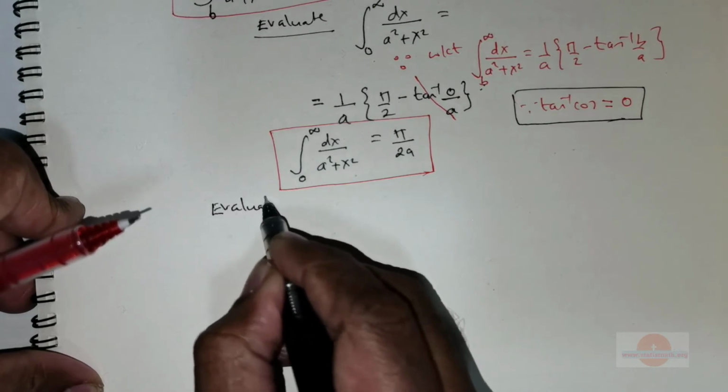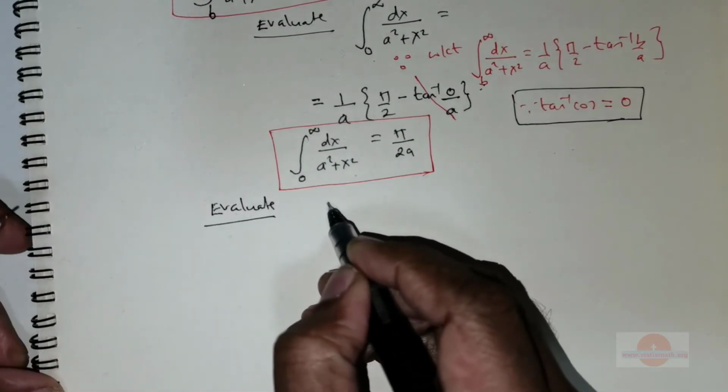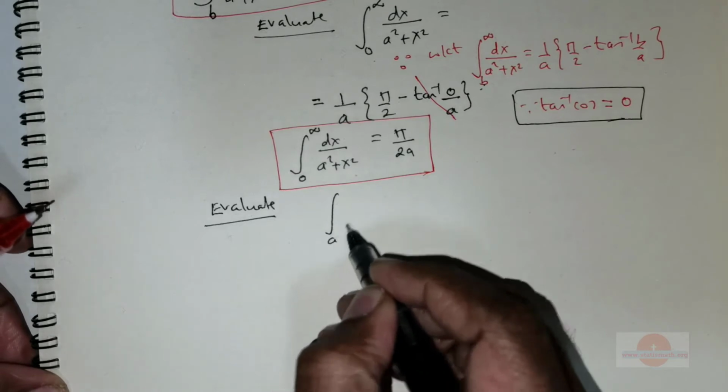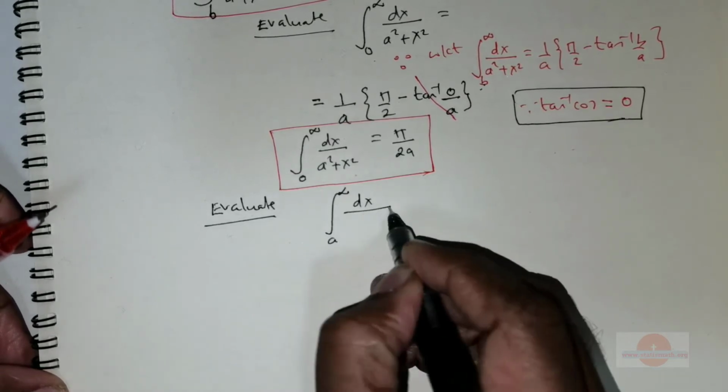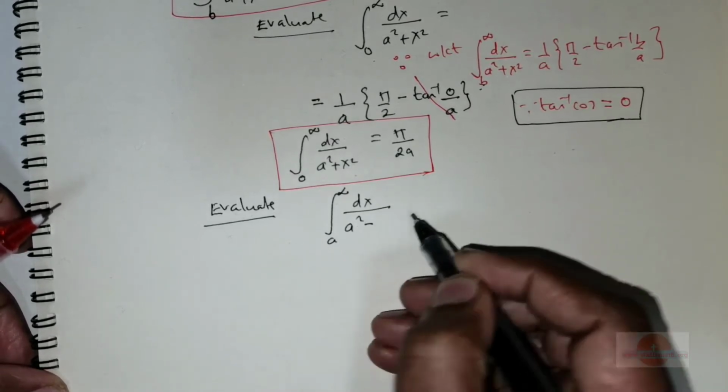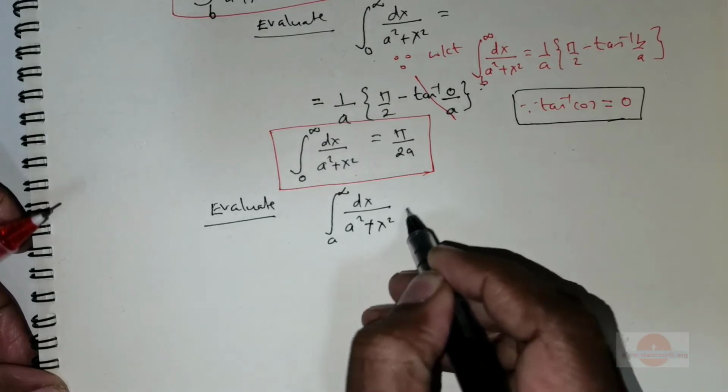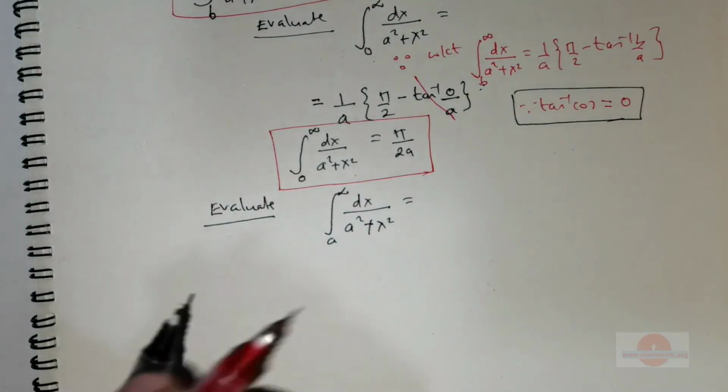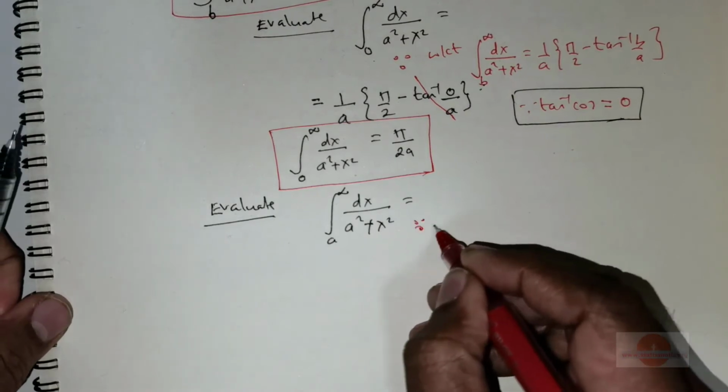Suppose you are asked to evaluate the integral from a to infinity of dx divided by a squared plus x squared. So this is the question that they have given you. So what you need to do? Now you need to start like this.